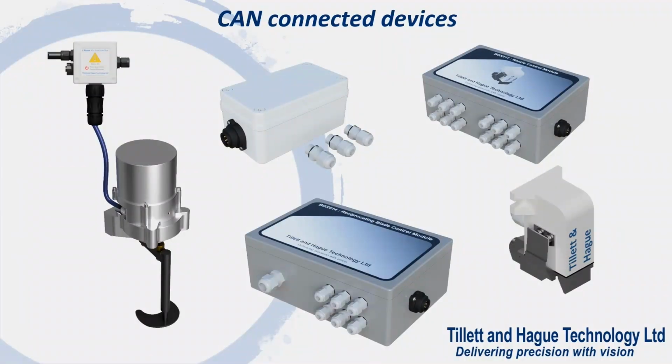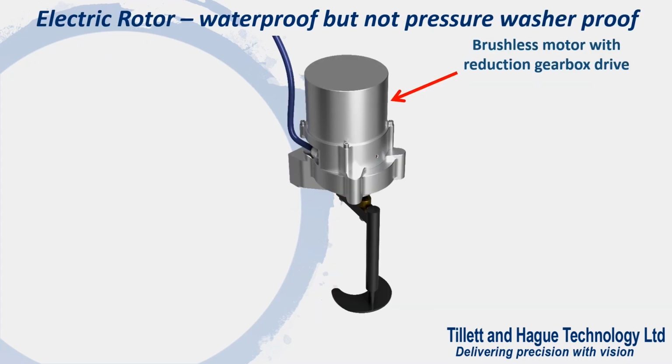Now we will have a look at some of the devices that can be connected to our INRO modules via the CAN bus. We will start with the Tillett & Hague electric rotor. The unit consists of a 42 volt brushless electric motor and a reduction gearbox housed in machined aluminium casing with O-ring seals specifically designed for the agricultural environment.